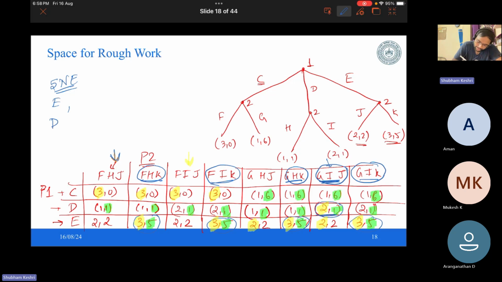This is also extra. You see, when you play D and the other player is playing G I J, this is very different. What is happening? The player 1 is playing D and player 2 is playing G I K. So this will be the outcome.